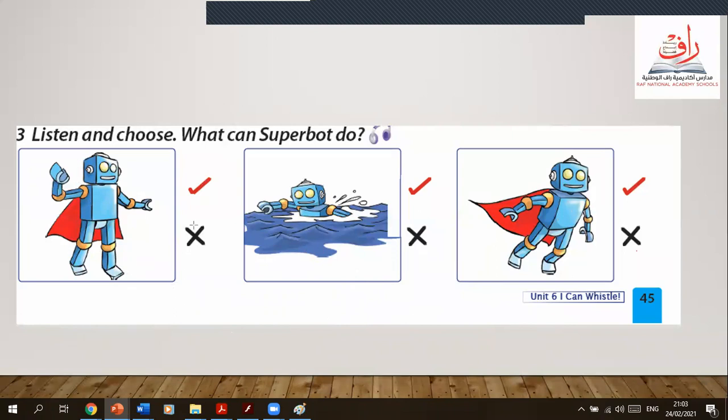Superbot can walk. Which picture can Superbot walk? Excellent, this one. Let's make a circle. Superbot can't swim. Can't swim. Which picture can't swim? Let's put a circle for can't. Or can. Can swim? No. Okay. Superbot can fly. Can fly. Well done. This is about the answers. Superbot can walk? Yes, can walk. Superbot can swim? No. Superbot can fly. Well done. Okay.